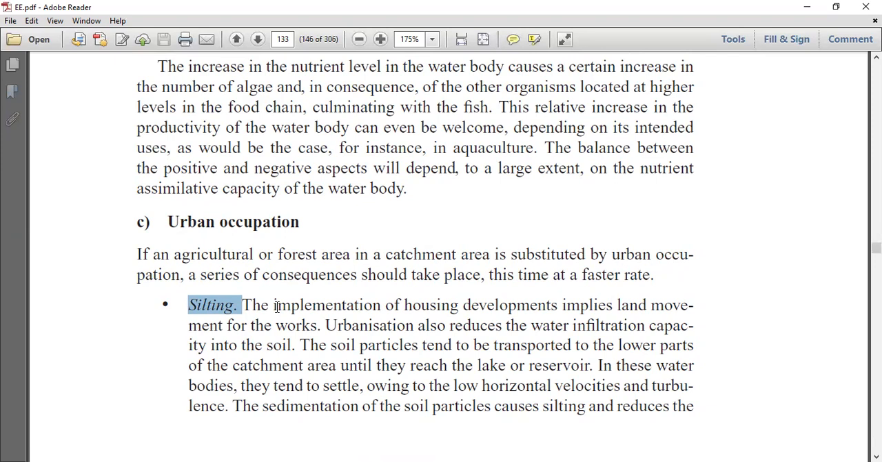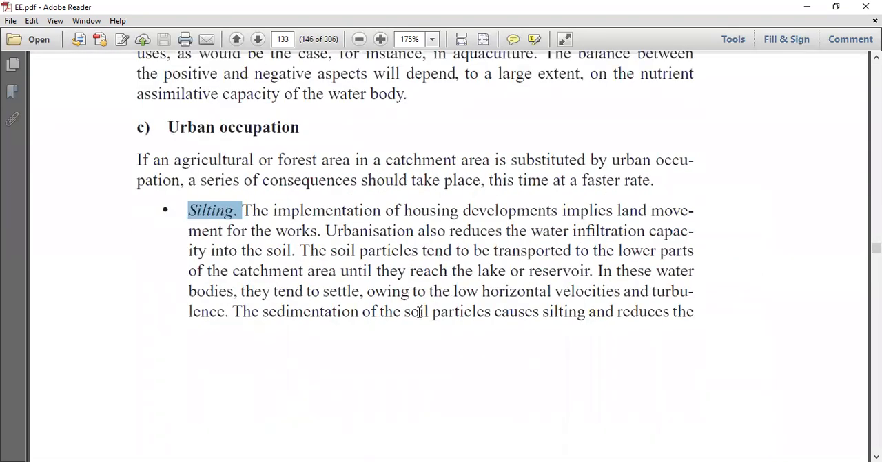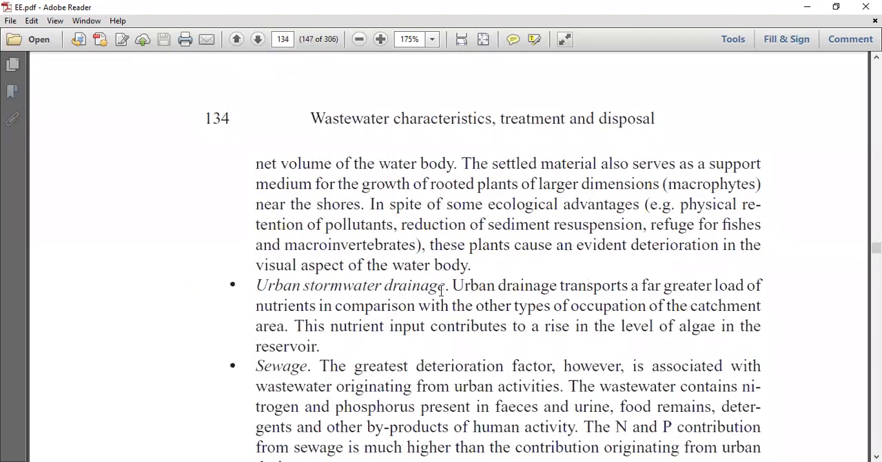In these water bodies, they tend to settle owing to the low horizontal velocity and the turbulence. The sediments of the soil particles cause silting and reduce the net volume of the water body. The settled material also serves as a support medium for the growth of rooted plants of a larger dimension near the shores. In spite of some ecological advantages, these plants cause an evident deterioration in the visual aspect of the water body.